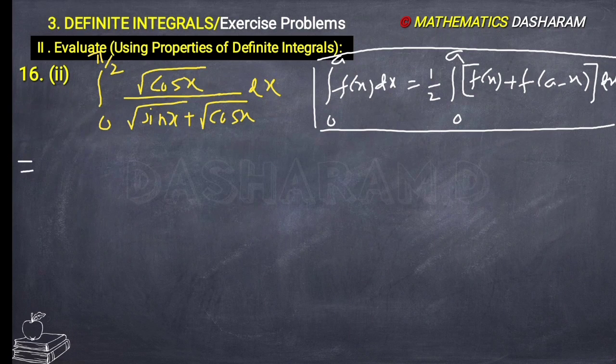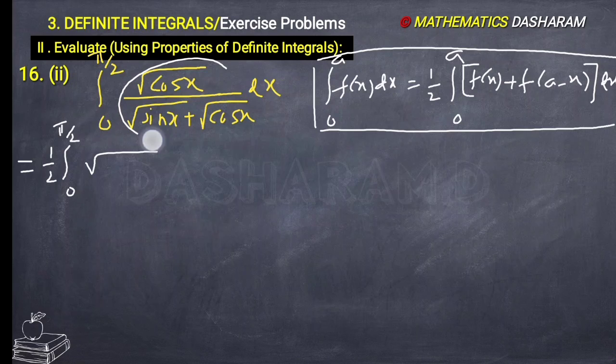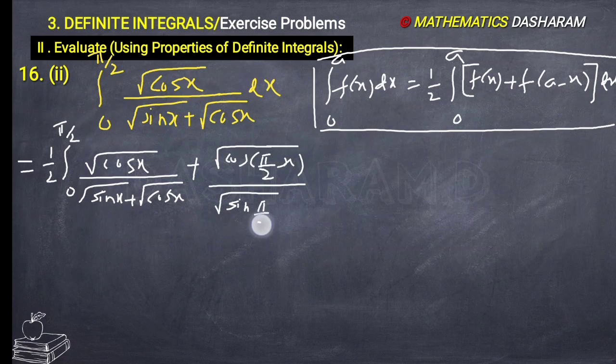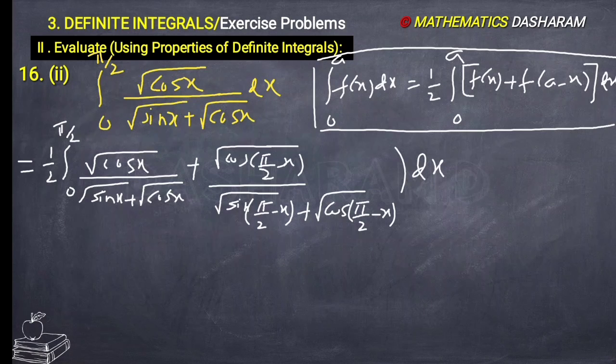So use this property: 1 by 2 integration 0 to pi by 2 of root cos x. Here f of x means the given function, so root cos x divided by root sin x plus root cos x. Next, f of a minus x: root cos of (pi by 2 minus x) divided by (under root sin of (pi by 2 minus x) plus under root cos of (pi by 2 minus x)) whole dx.